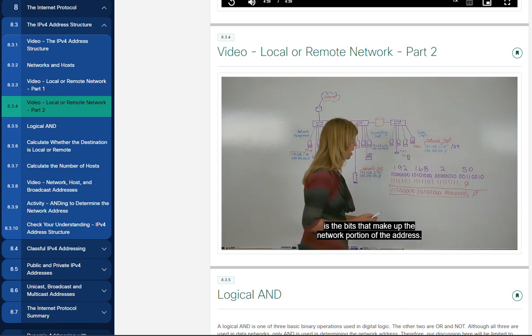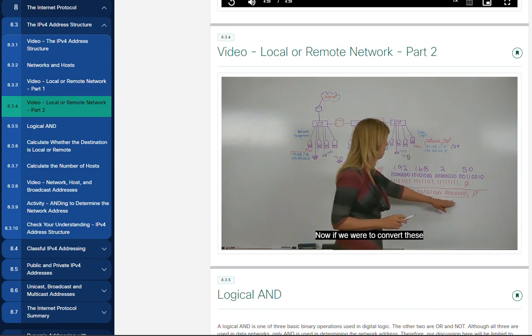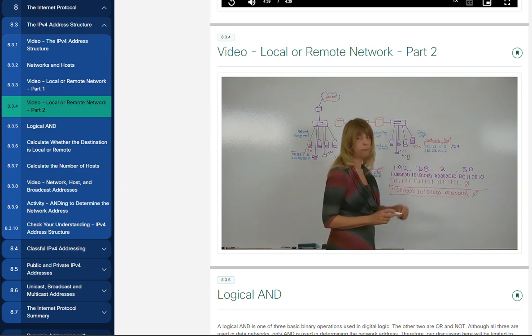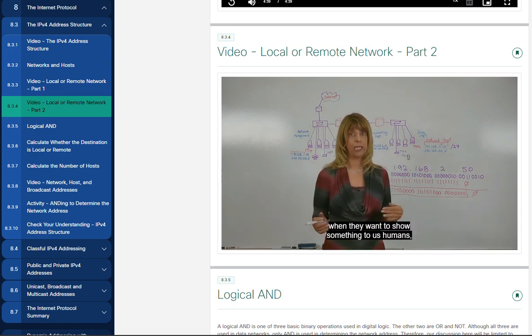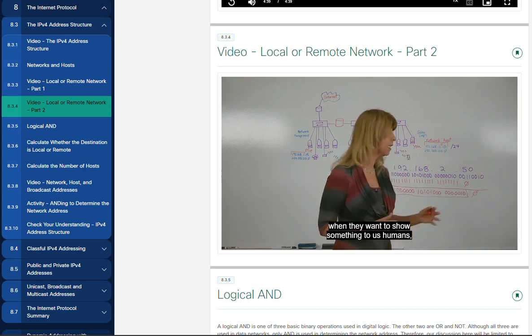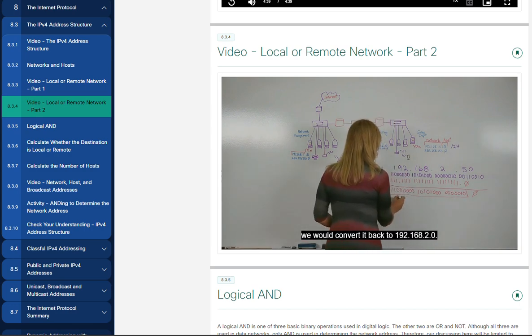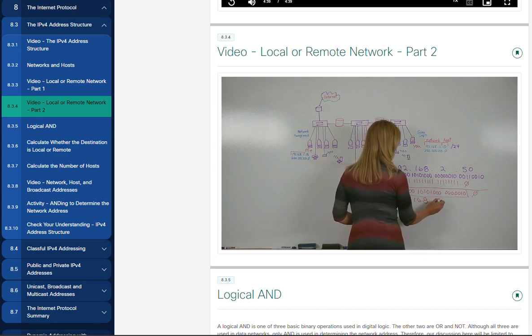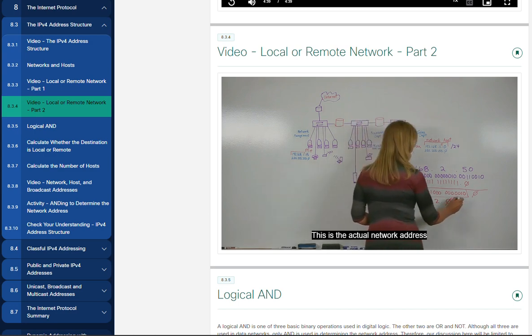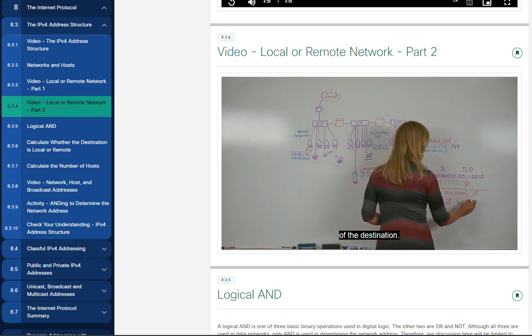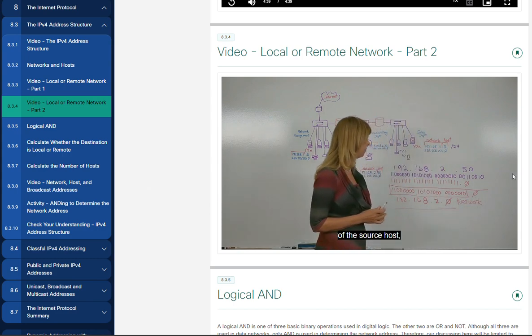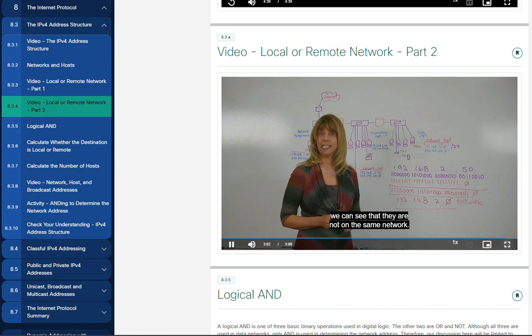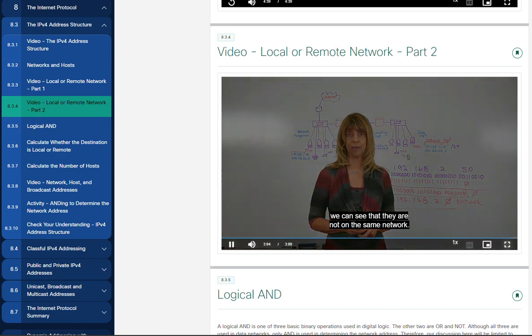of the address. Now, if we were to convert these back to the decimal, which computers do only really when they want to show something to us humans, we would convert it back to 192.168.2.0. This is the actual network address of the destination. Comparing that to the network destination of the source host, we can see that they are not on the same network.